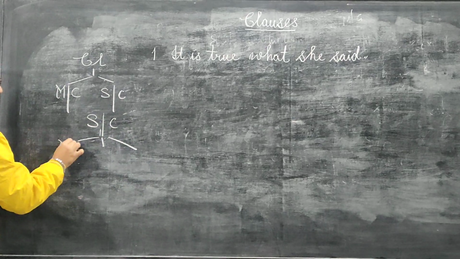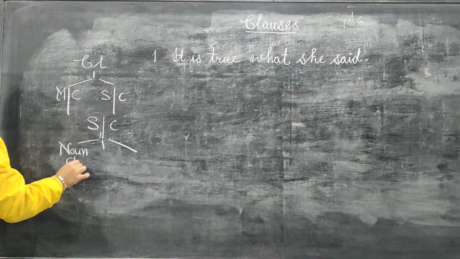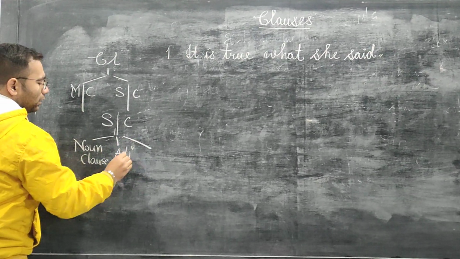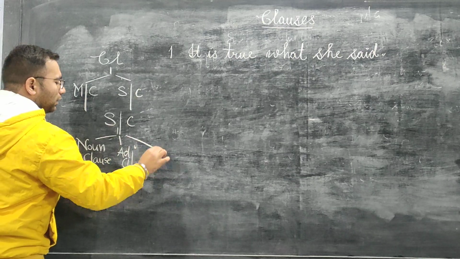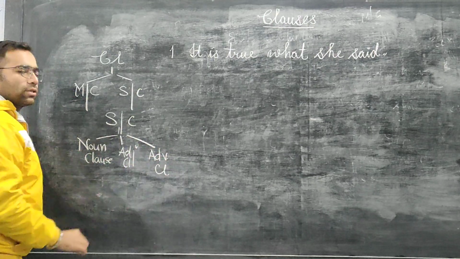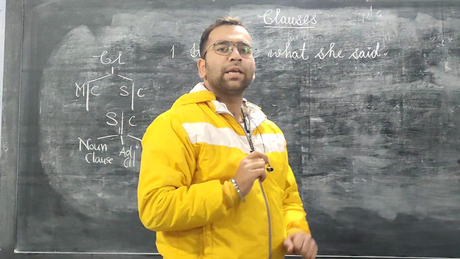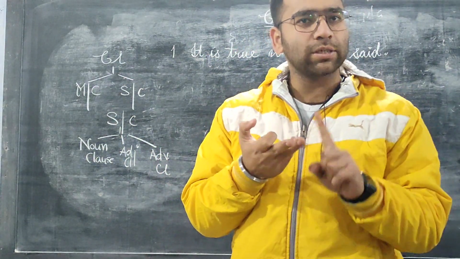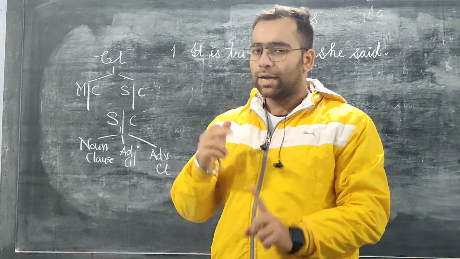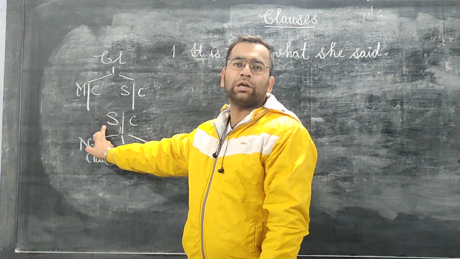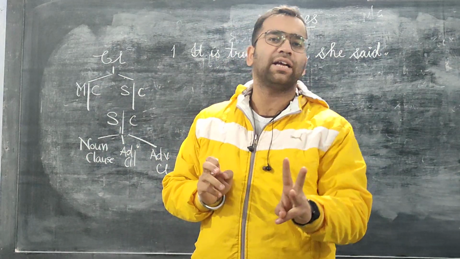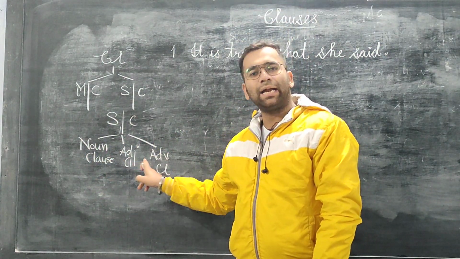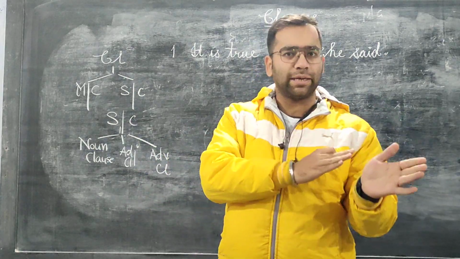Subordinate clause is further of three kinds. First is noun clause, second adjective clause, and third adverb clause. Is that clear? Clauses are basically of two types, main clause and subordinate clause. After that, subordinate clause is again of three kinds: noun clause, adjective clause and adverb clause. This is the theory part.